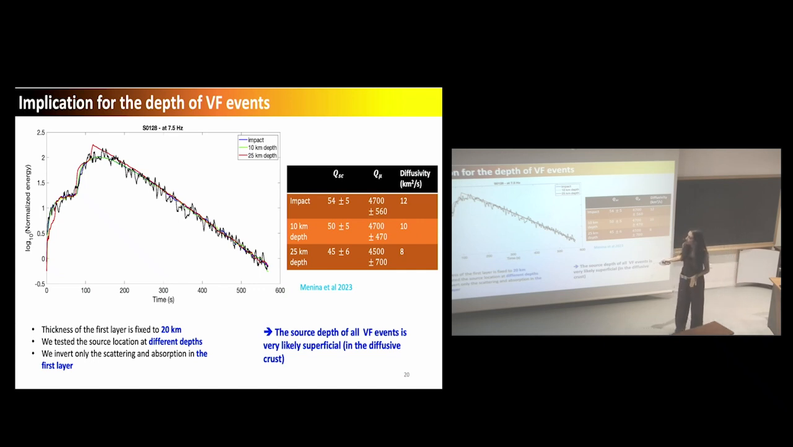You can see that if the source is an impact or in the diffusive layer, we don't observe any difference between the two envelopes in our simulation. However, if it's below the diffusive layer, you can see that we have some very distinct arrivals, one here, three here, which is quite different from what we observe in our data. So from this study, we concluded that the source of the very high frequency event could be only impacts or in the crust, so very shallow events, at least in the diffusive layer.